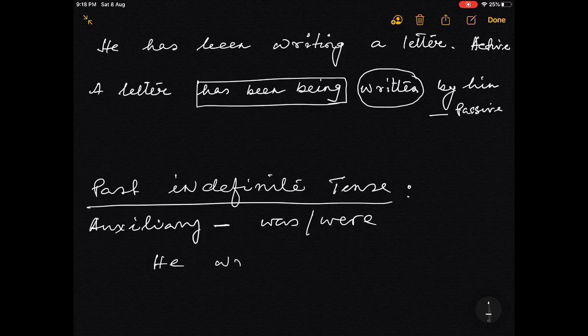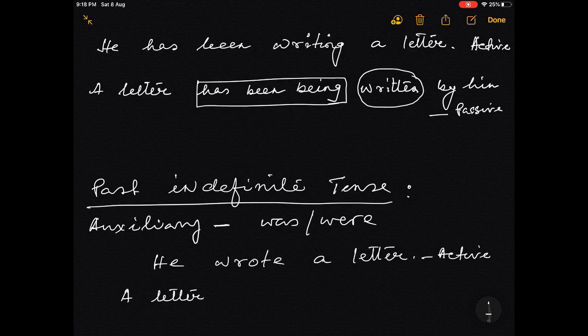He wrote a letter. The same thing. Active. Now it will be a letter was written. It is always the same. The verb in the passive voice is always in the past participle form. By him. It is passive.